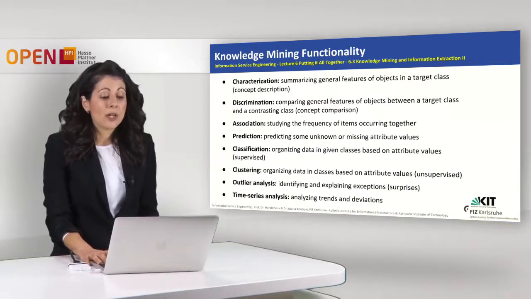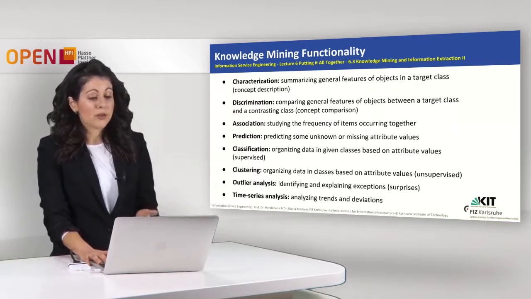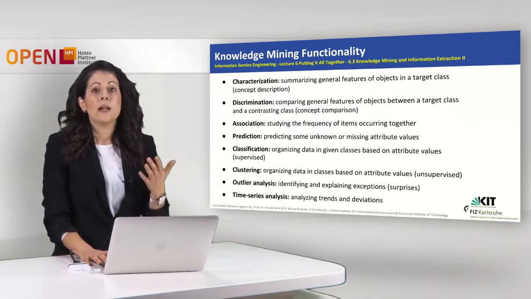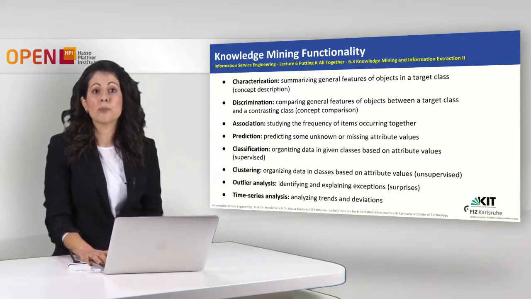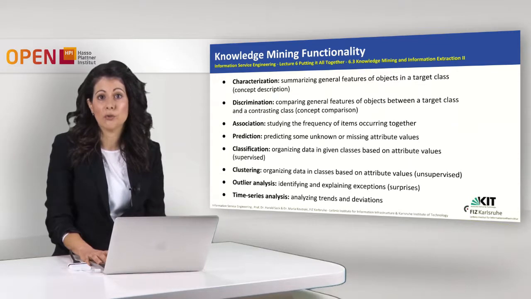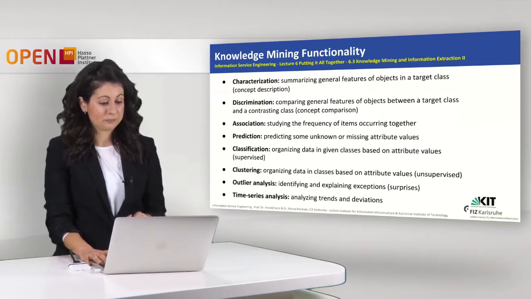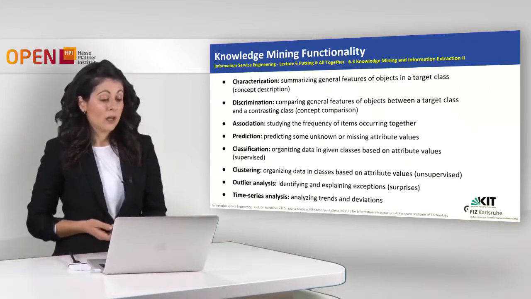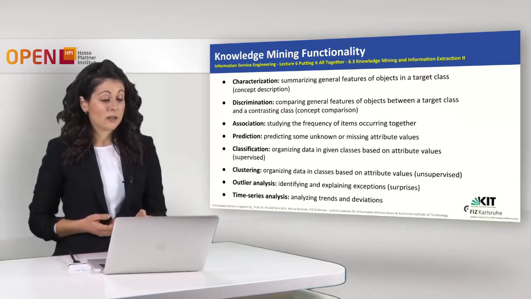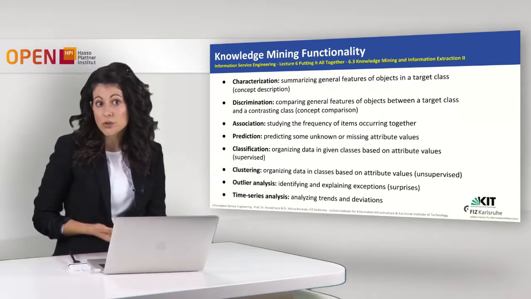Let's see now some of the functionalities of knowledge mining. So we can do characterization, which is the process of summarizing general features of objects in a target class. Or we can do discrimination, which is the process of comparing general features of objects between a target class and a contrasting class. We can do association, which is the study of the frequency of items occurring together. We can do prediction, which is the process of predicting some unknown or missing attribute values.